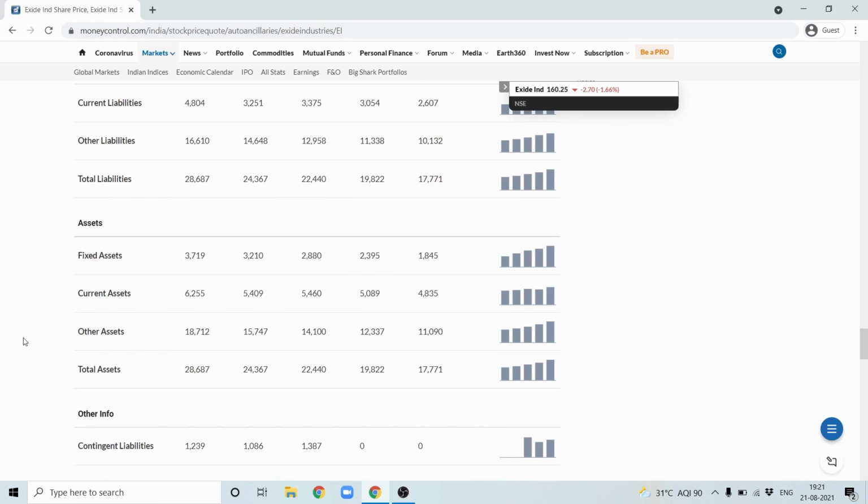And what are the assets? So there are different types of assets: fixed assets and current assets. So in general you can just concentrate on the total assets. The total asset of a company should continue increasing. So you can see here that is also increasing rapidly. This is a good sign of a company.